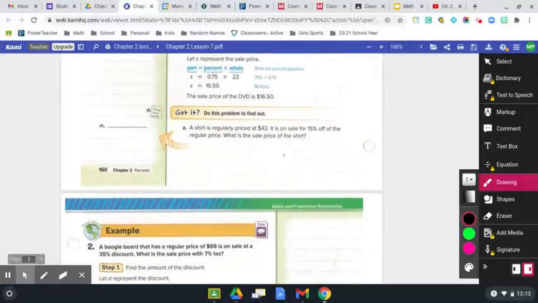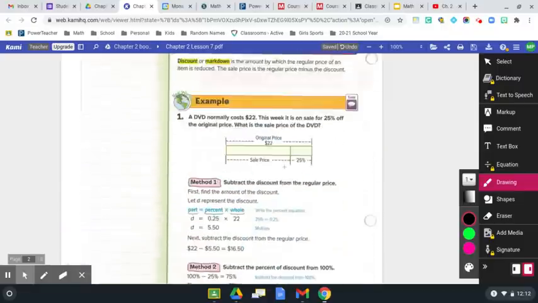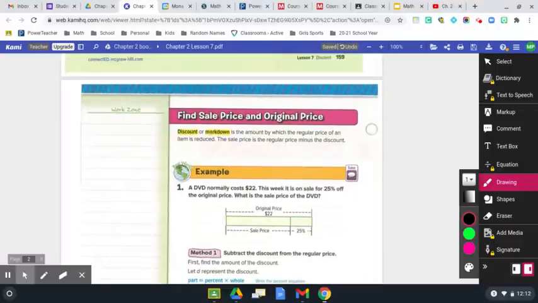So we're going to go to the bottom of page 160, and we're going to look at this. Got it here. Letter A. It says a shirt is regularly priced at $42, and it's going to be on sale for 15% off of the regular price. What is the sale price of the shirt? Sale price. So up above in the definition, it talked about markdown, discount is the amount that an item is reduced.